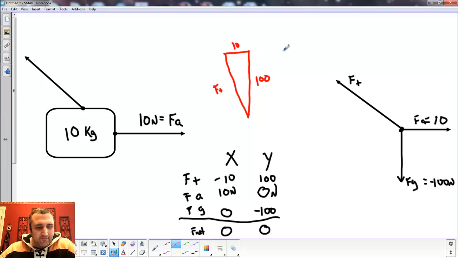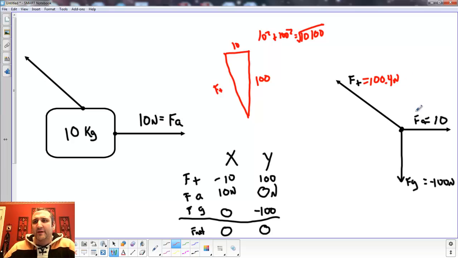I hope so. And if you do that, you should end up with 10 squared plus 100 squared equals 10100. And you take the square root of that, and you would end up with a tension force of 100.4 newtons. So 10 that way, 100 down, 100.4 up and to the corner. So you didn't even need the angle here, which is a really nice thing about some of these types of problems.